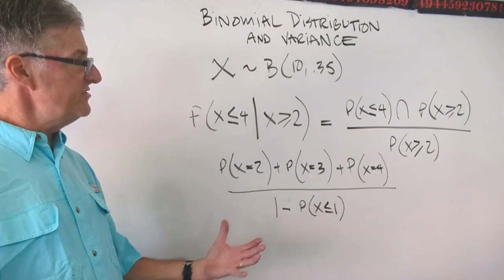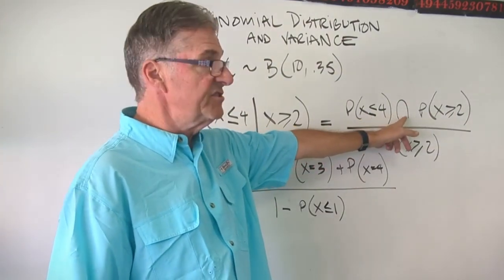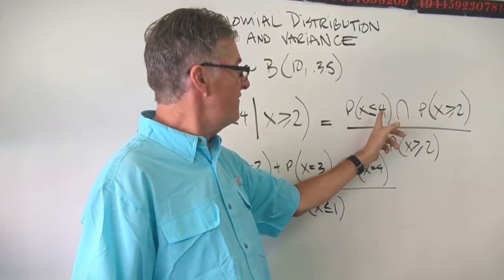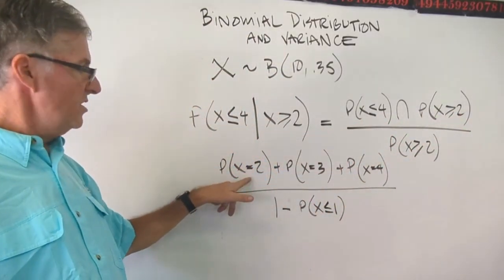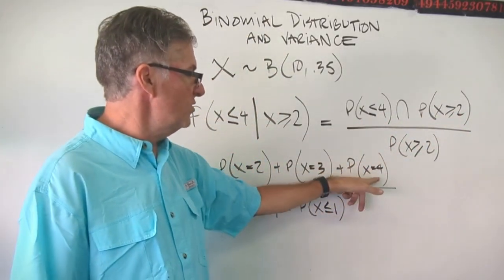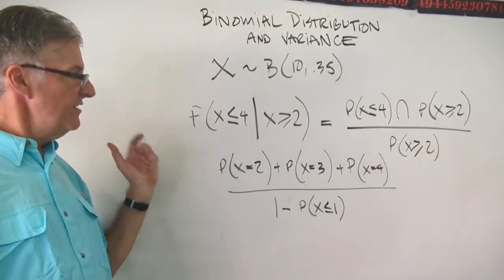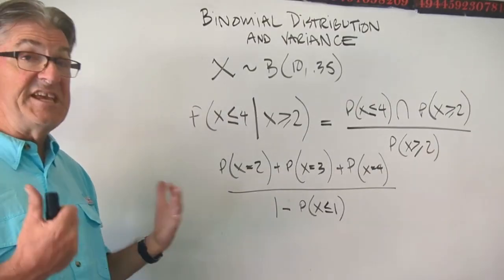So what I did is I just realized that the top part, the intersection, is just all the probabilities that fit inclusively between 2 and 4. So that's just the probability of 2 successes, 3 successes, and 4 successes. We're just going to add those up. That's the top. That's the probability of the intersection.